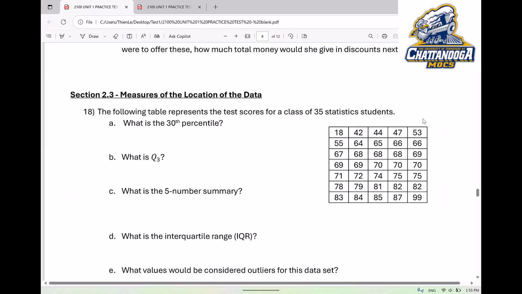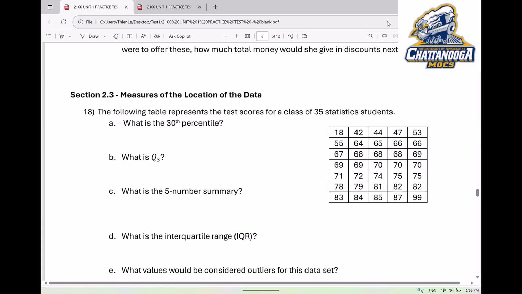Let's move on to section 2.3, measures of the location of the data. So in 18, we have a table of test scores for 35 students. The scores were ordered in ascending order already, which is good news. There are 5 questions. The first one, find the 30th percentile value.